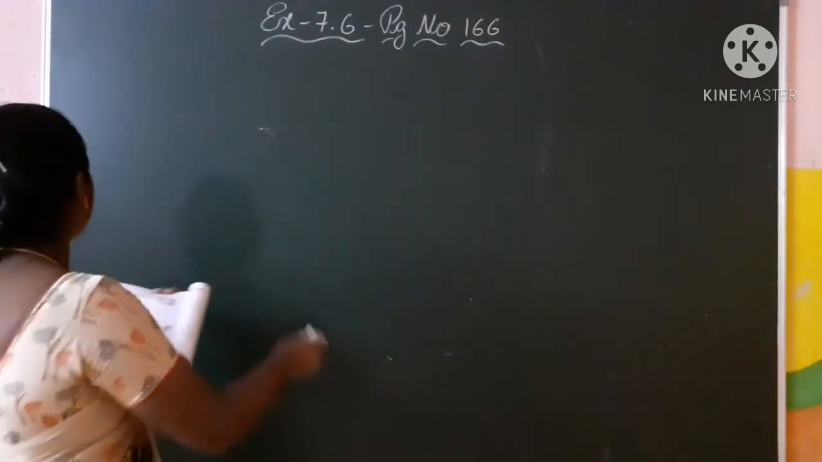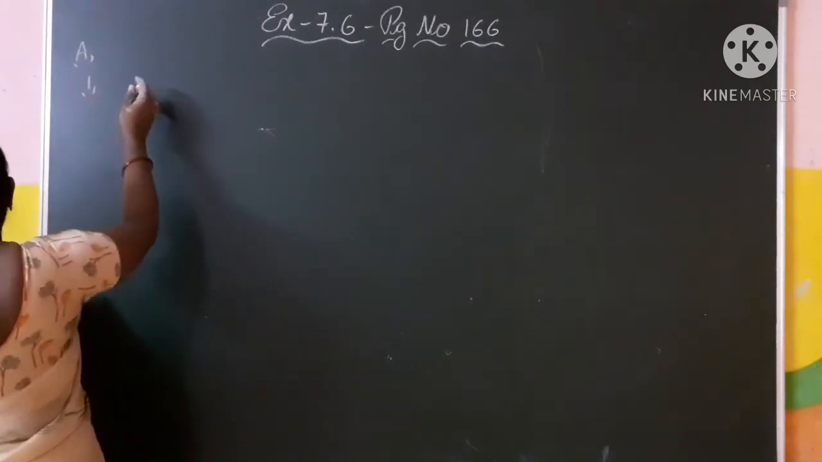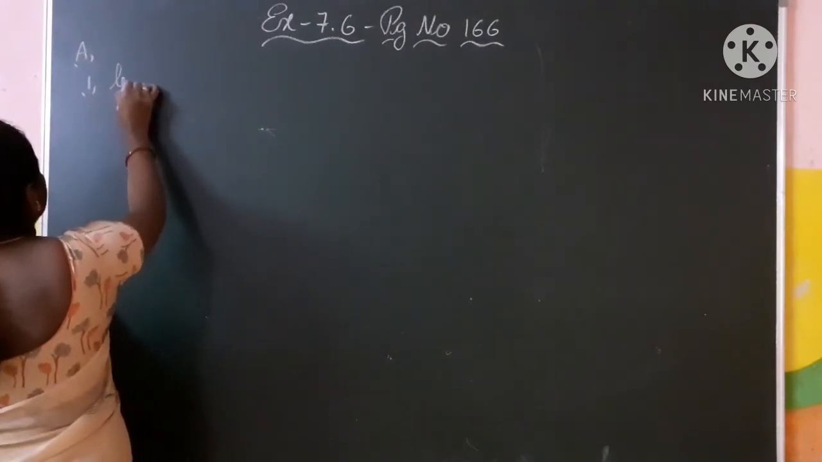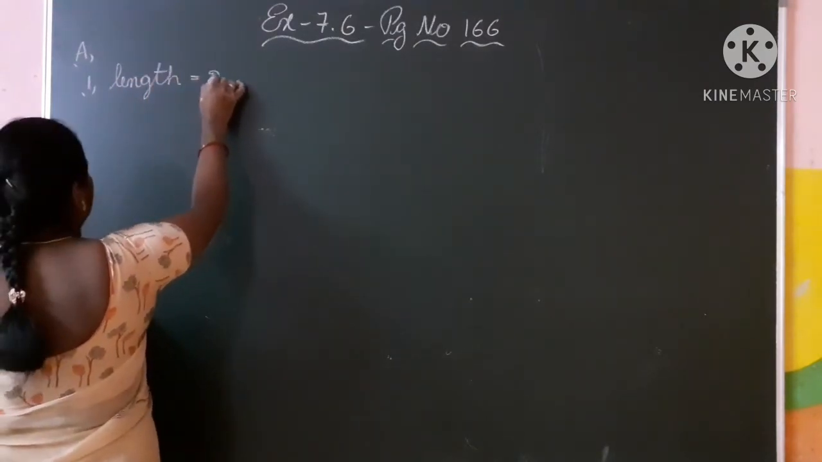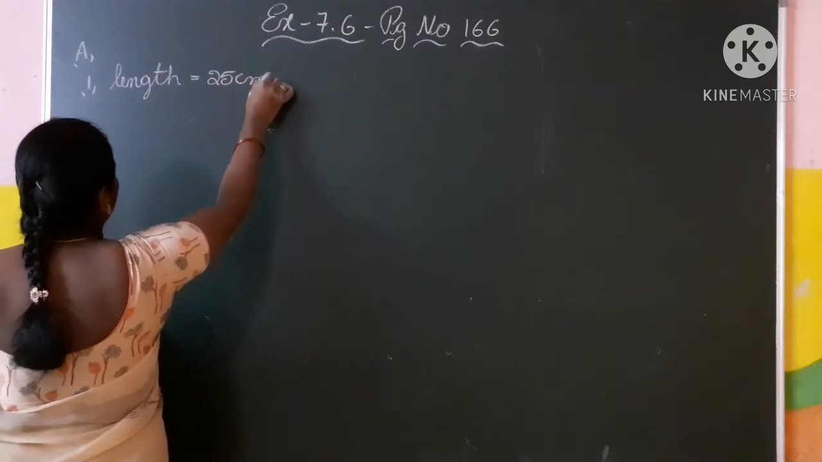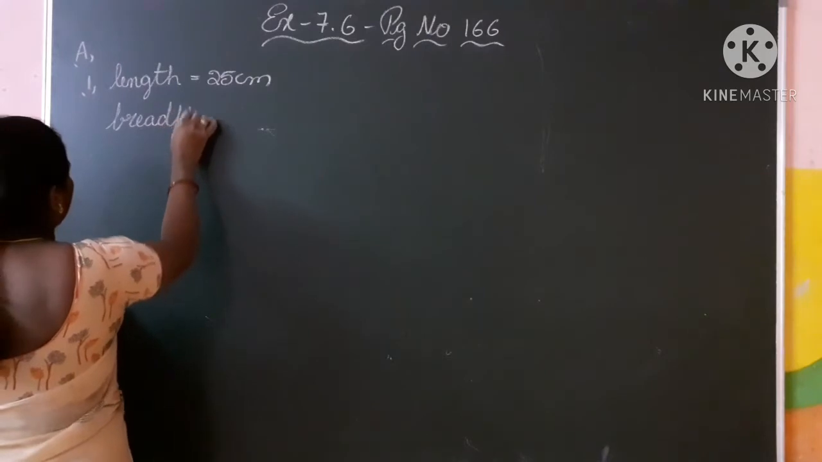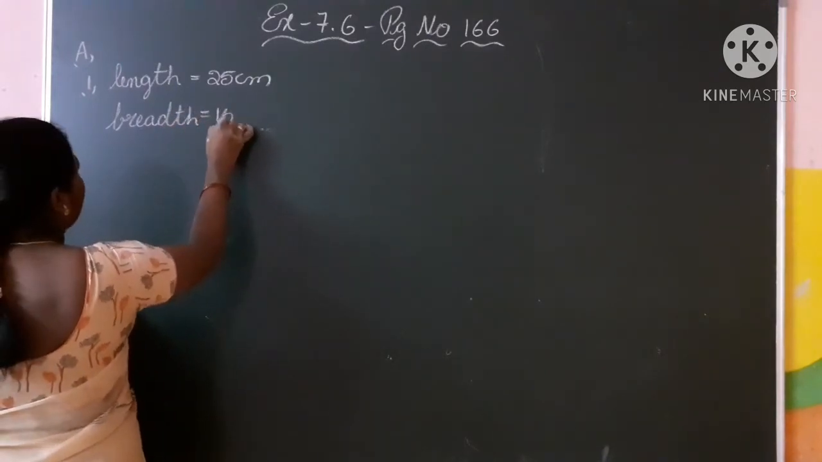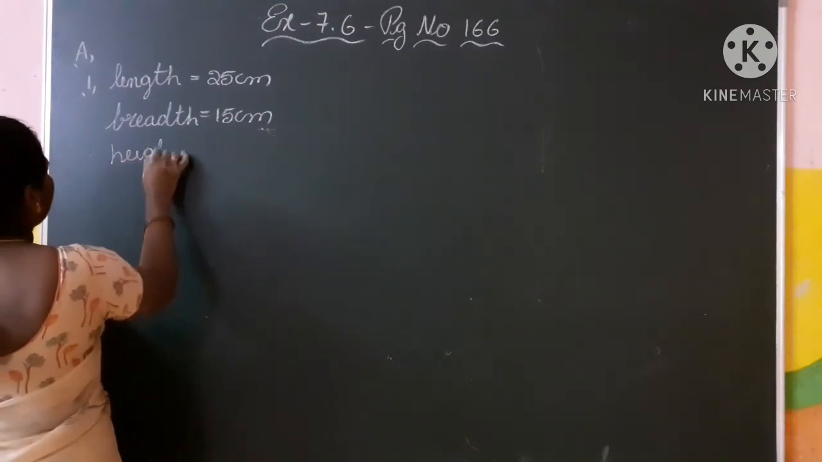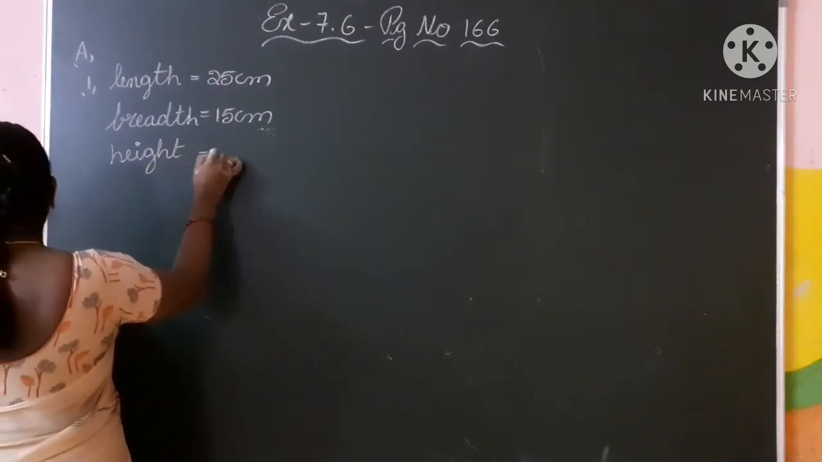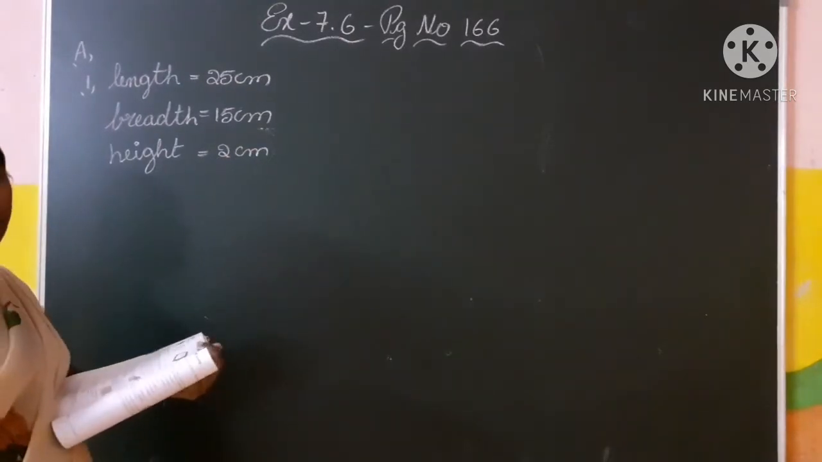So what is given in the first question? Length is equal to 25 centimeter. Breadth is equal to 15 centimeter. Height is equal to 2 centimeter. We have to find the volume.